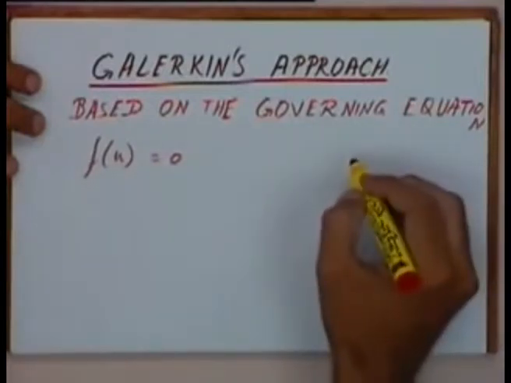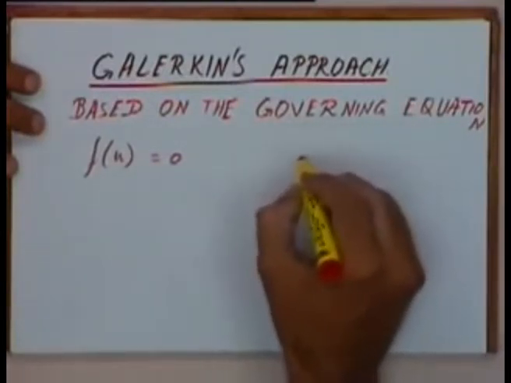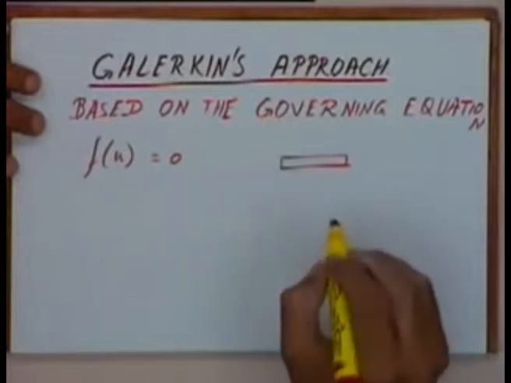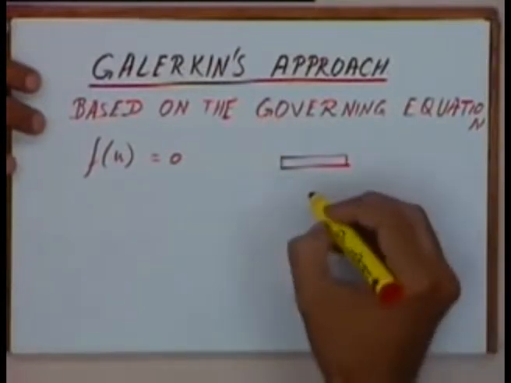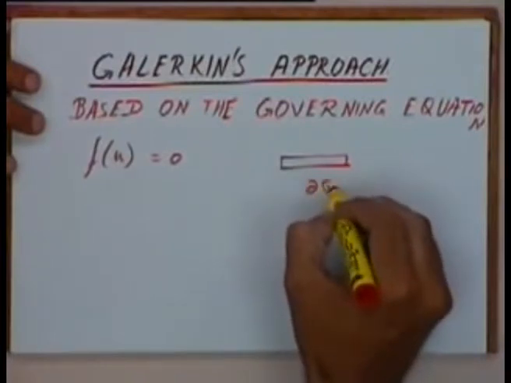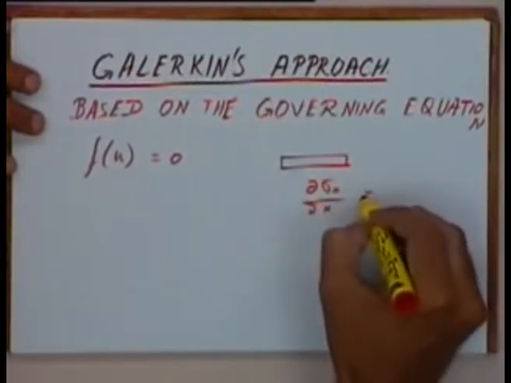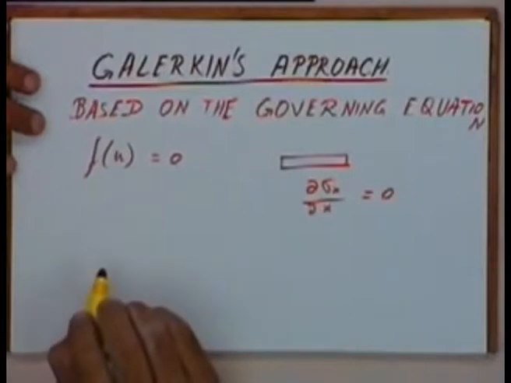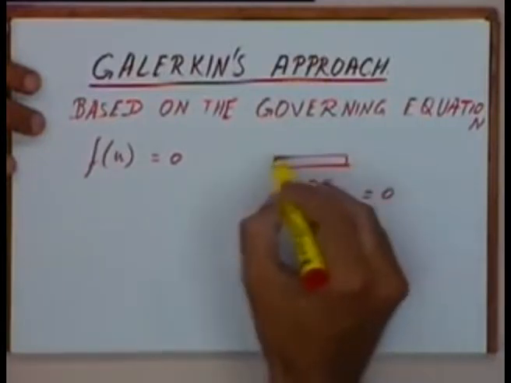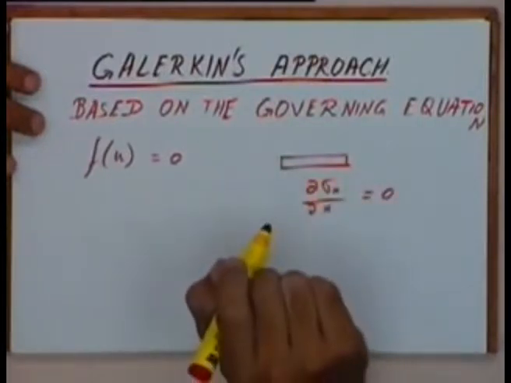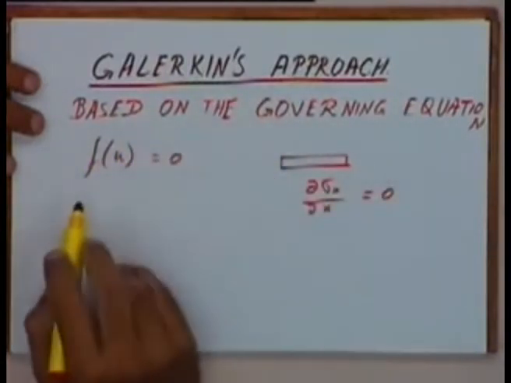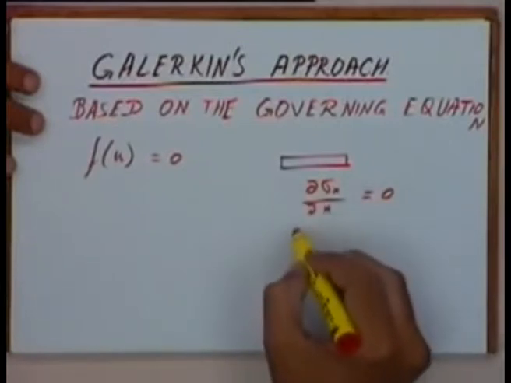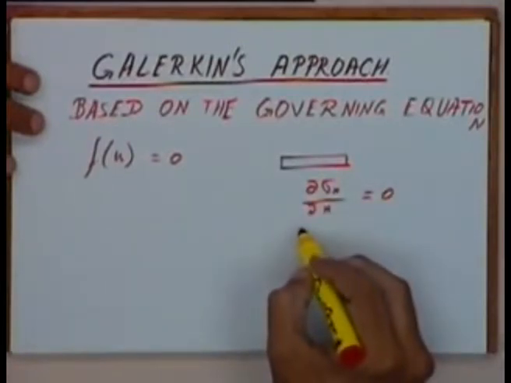That means, if you are talking of a one dimensional case and if you take a one dimensional element and we write down the equilibrium for this one dimensional element, this would turn out to be delta sigma x by delta x will be equal to 0. This we get simply by looking at the equilibrium. In fact, if you remember the equilibrium equations we wrote for the general 3 dimensional case, for the 1D case this is a simplified form of that.